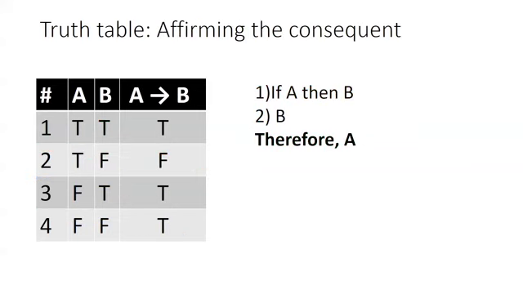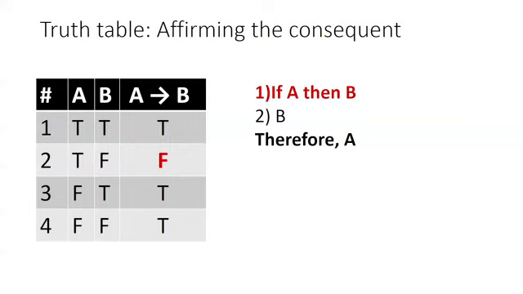All right, now, this is an argument form called affirming the consequent. We call it affirming the consequent because we start out with the conditional, if A, then B, but our second premise affirms B, which is the consequent. And then the conclusion is that A is the case. Now, this is actually a fallacy. It's not a valid argument form. And using the truth table, we can see why that is.